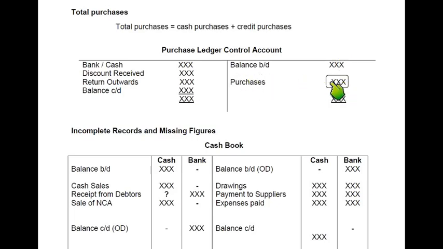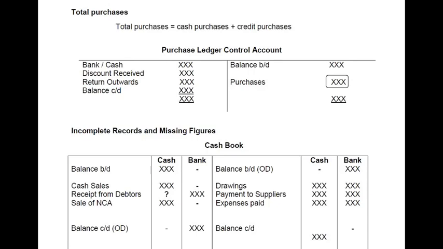Then this purchase is always credit purchase because a PLCA does never include a cash purchase. Because PLCA is a liability account and liability is always created when we buy goods on credit. Liability is never created when we buy goods on cash basis.